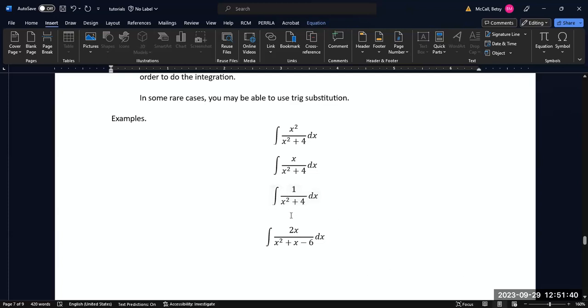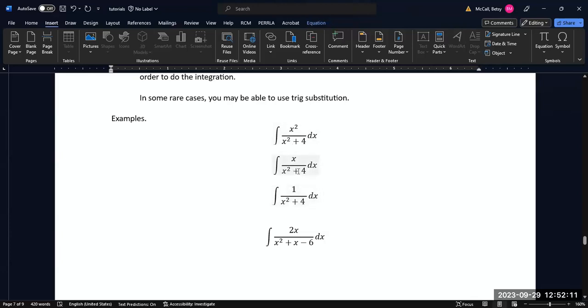So to start with, I have 3 examples here that all have x squared plus 4 as our denominator. If I start with the top, the very first thing I should be thinking is I have x squared over x squared. I should do long division to simplify this before I go any further. Once I do the long division, the remainder term is going to end up looking a lot like this one.